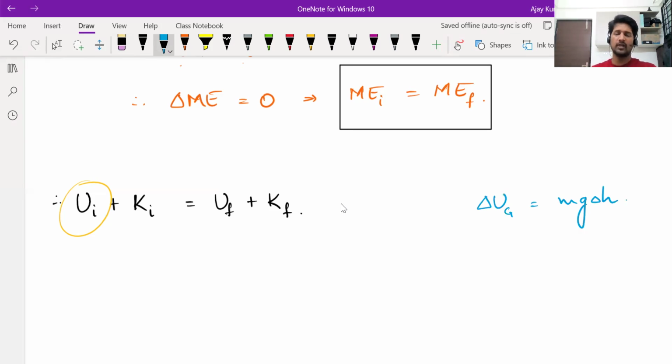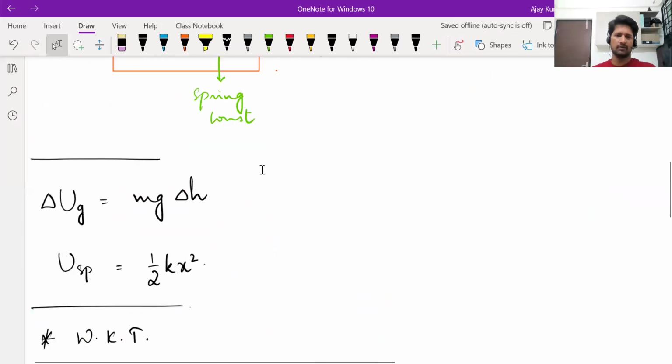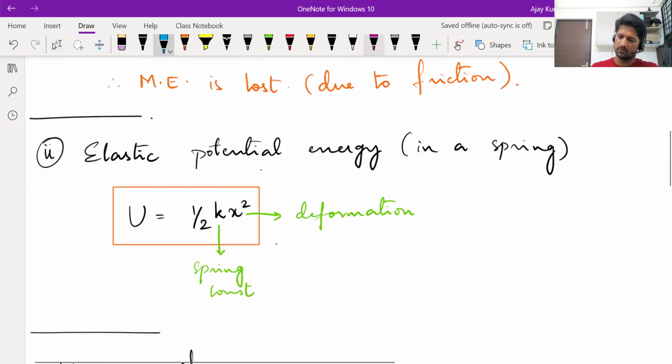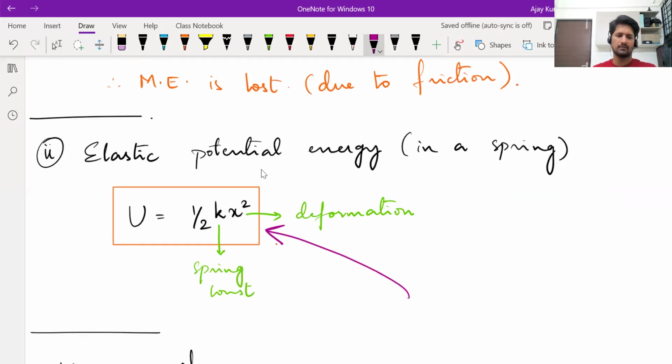What is the formula for spring potential energy? Note this down, all of you. I don't know if you have derived it using the worksheet or not, but note this down. Potential energy stored in a spring is half kx square.